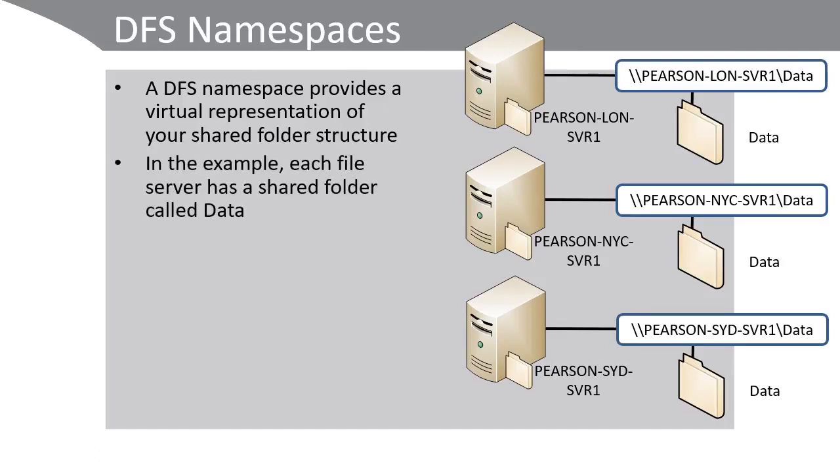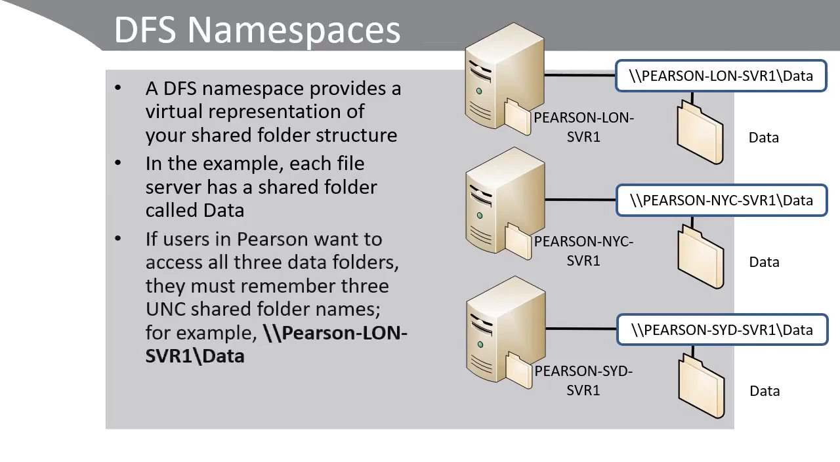So as you can see here, each server has a shared folder called data. If a user in Pearson wants to access all 3 data folders, they've got to remember 3 separate UNC names. For example, /Pearson lonserv 1/data. And likewise, one on the NYC server and one on the SID server.